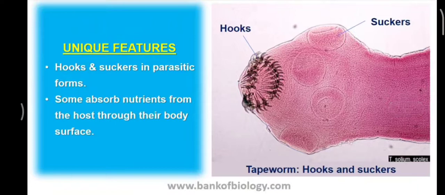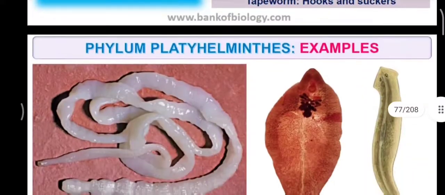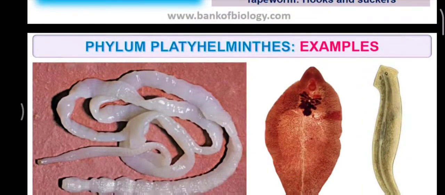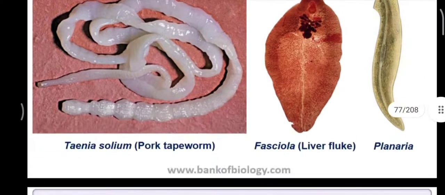And a parasite which lives in the animal body, meaning the host body, needs to adapt in different ways. For that, hooks and suckers are there, which are adhesive organs, to attach to the internal intestine or any body wall of the host. And it absorbs nutrients from the host through the body surface. The digestive system is reduced or absent.